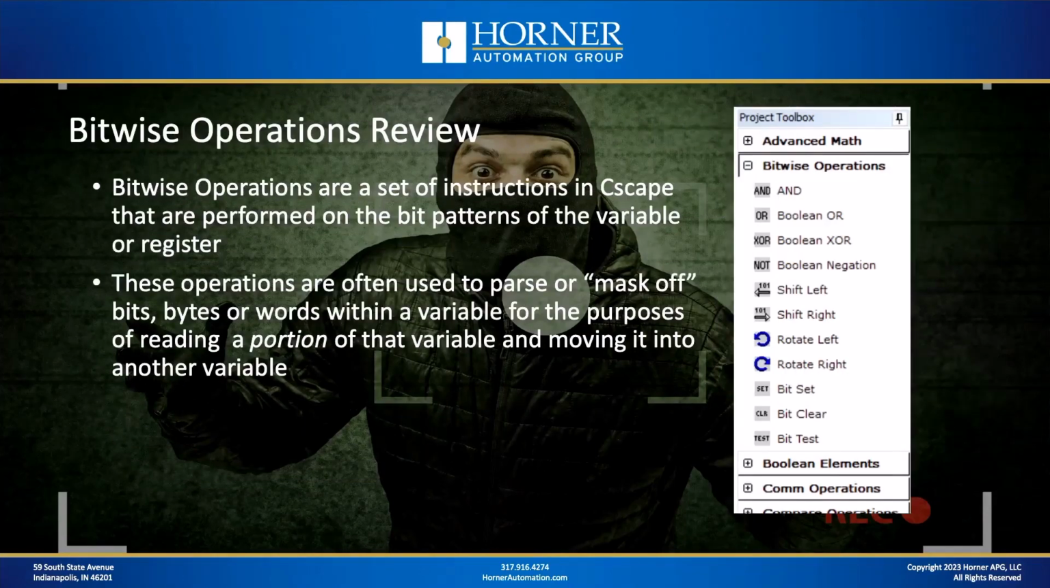Okay, so let's do a quick review of bitwise operations. Again, bitwise operations are a set of instructions in Cscape that perform on the bit patterns of the variables or registers that they're used with. So they operate bit by bit. And they're often used, again, to parse or mask off certain parts of a variable for the purposes of reading a portion of that variable and moving it into another storage location.